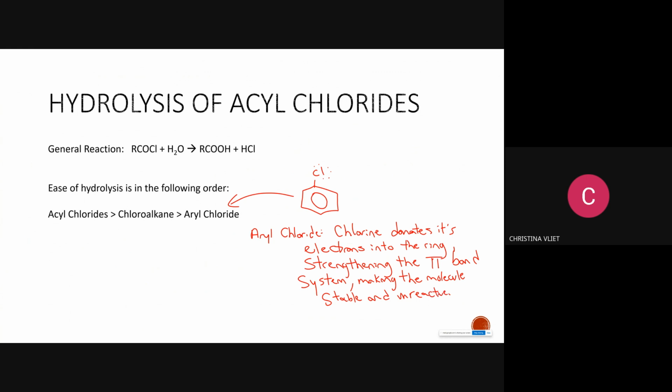The idea is because this is an electron donating group, it actually strengthens the whole ring. And so it makes the chlorine very unreactive, and therefore you have to have the catalyst for any of those other reactions because it's so unreactive. So the relative ease of hydrolysis would be acyl chlorides, easy. Chloroalkanes, not really gonna happen. Aryl chlorides, you put that with water, that ain't doing anything. It's not gonna react with water. Does that kind of make sense?